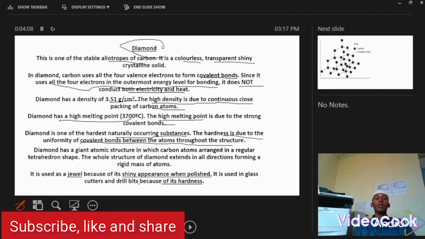Diamond has a giant atomic structure in which carbon atoms are arranged in a regular pattern, a tetrahedron. So the shape of diamond is a tetrahedron. The whole structure of diamond extends in all directions, forming a giant mass of carbon. It is used as a jewel because of its shiny appearance when polished. It is used in glass cutters and drill bits because it is the hardest.